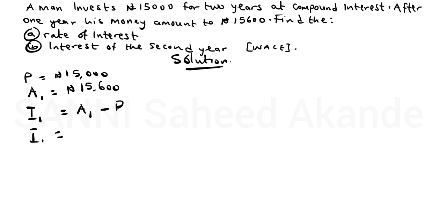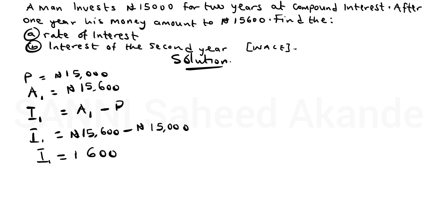So the interest for the first year now will be equal to my A1, which is 15,600 naira, minus the principal amount, which is 15,000 naira. So when you subtract this from each other, we get our interest for the first year to be equal to 600 naira, because our I1, the interest for the first year, is 600. Is that understood? So we will go ahead now and answer these two questions.